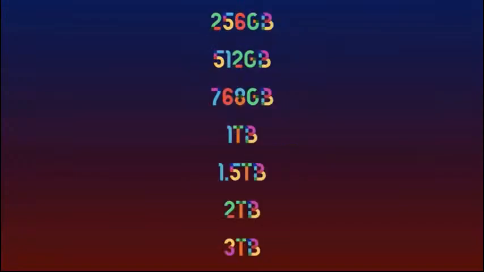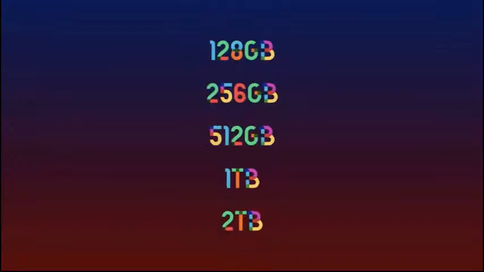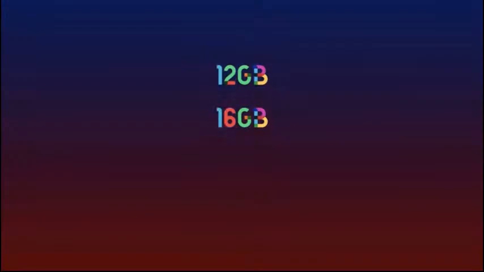We also used to have a cluttered mess of storage options: 256, 512, 768, 1TB, 1.5TB, 2TB, and 3TB storage capacities. We're moving that down to just 5. 128, 256, 512, 1TB, and 2TB storage options.